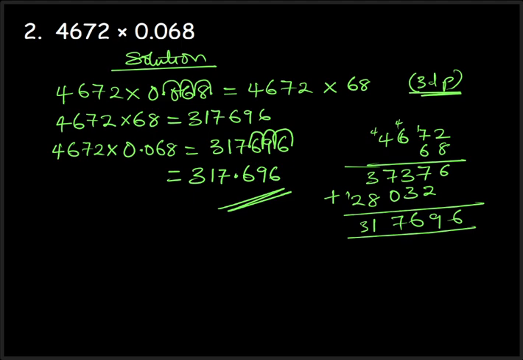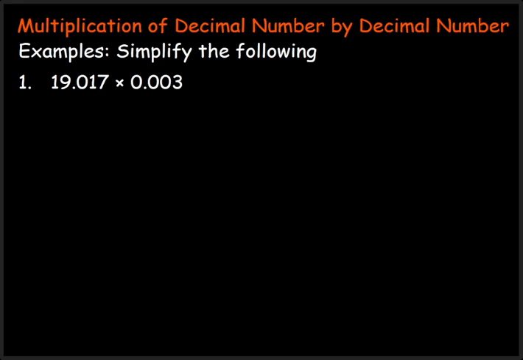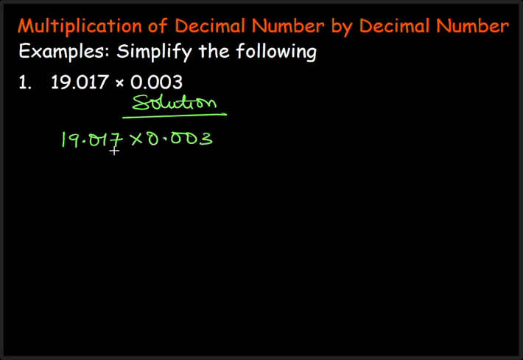Okay, so let's move to multiplication of a decimal number by a decimal number. So we'll take just one example because it's following the same principle as multiplying by a whole number. So what do we have? Let's see the solution. This will be 19.017 times 0.003. In this case, the two numbers are decimal numbers.